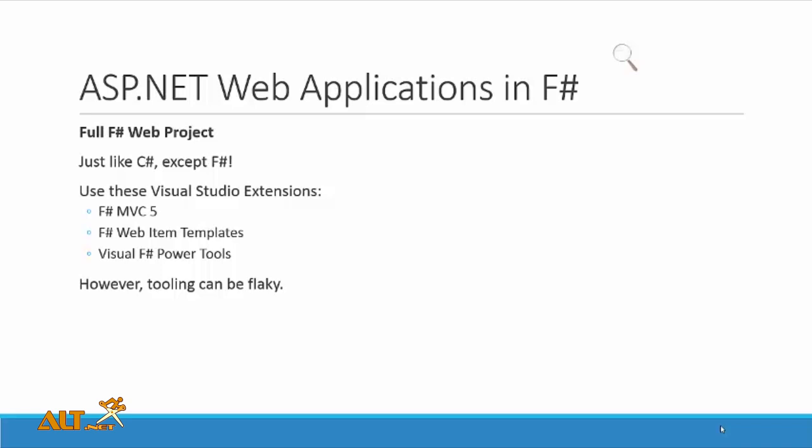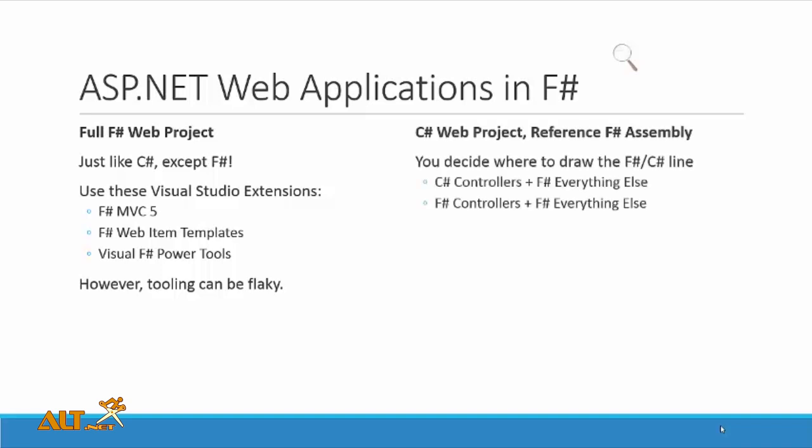Now, the tooling is a bit flaky for an F# web project. For example, it doesn't quite handle folders particularly well. Sometimes it freaks out a little bit and you have to tweak the file by hand. So what some people choose to do instead is use a C# web project as a hosting project. When you do this, you can pretty much decide where you want to draw the line. You could write C# controllers and then just write all the rest of your code in F# and just call it. Or you could choose to do everything in F# and just use the web project as a hosting project. Now, how you want to do that is up to you.